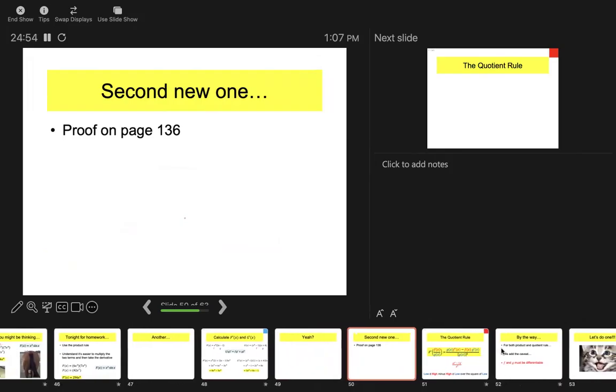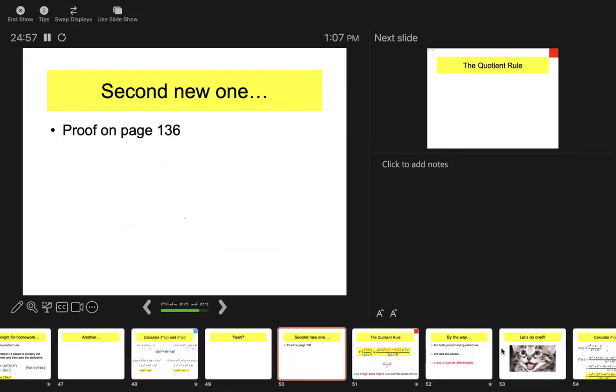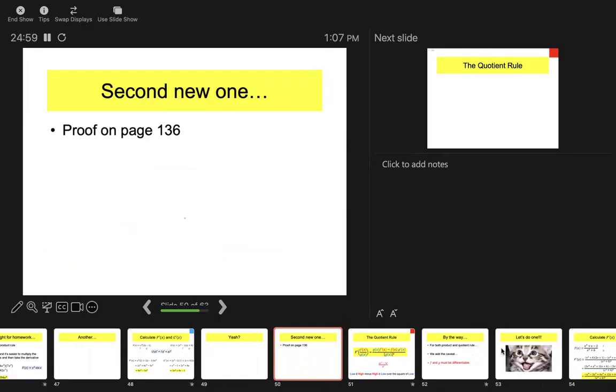All right, the second one, for sake of time, I'm not going to prove this one for you. However, the proof is on page 136. This is the bear.